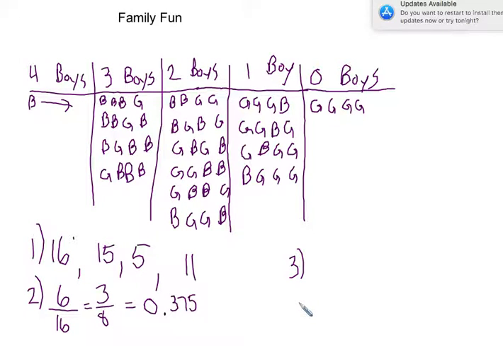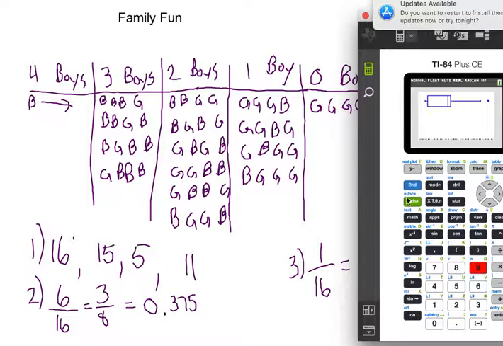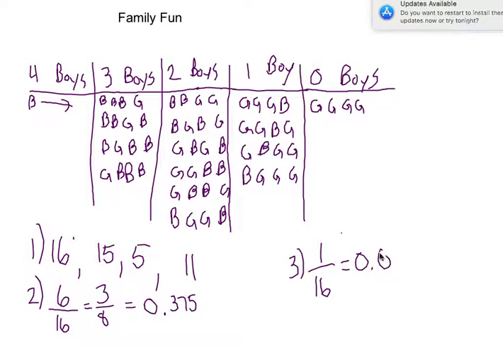The probability of having no boys in a family with 4 children. No boys is this one. It means there's a 1 in 16 chance. Okay, which you can divide that out if you'd like. 1 divided by 16. I'll do it real quick just because, why not? 1 divided by 16. 0.0625. All right, that's pretty much all you're doing, guys.